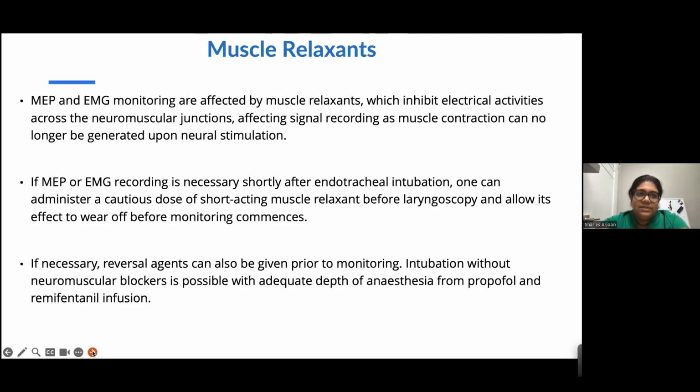With regards to muscle relaxants, MEP and EMG monitoring are affected by muscle relaxants, which inhibit electrical activity across the neuromuscular junction, affecting signal recording as muscle contraction can no longer be generated upon neural stimulation. If MEP or EMG recording is necessary shortly after endotracheal intubation, one can administer a cautious dose of a short-acting muscle relaxant before laryngoscopy and allow its effect to wear off before monitoring commences. And if necessary, reversal agents can also be given prior to monitoring. Intubation without neuromuscular blockers is possible with adequate depth of anesthesia from propofol and remifentanil infusions.